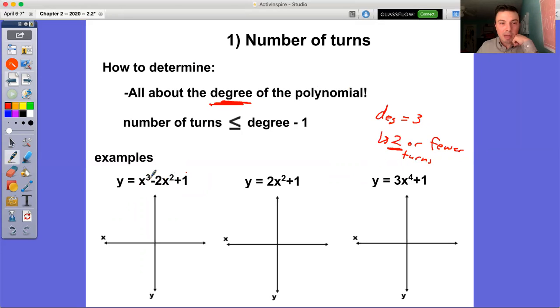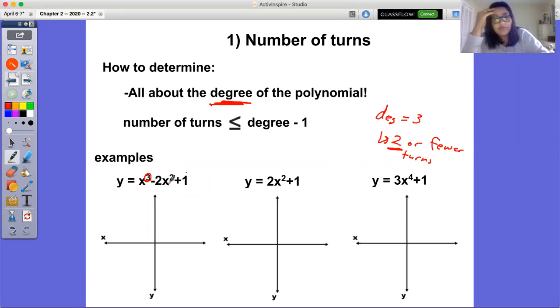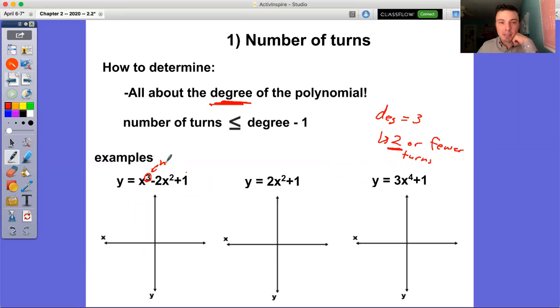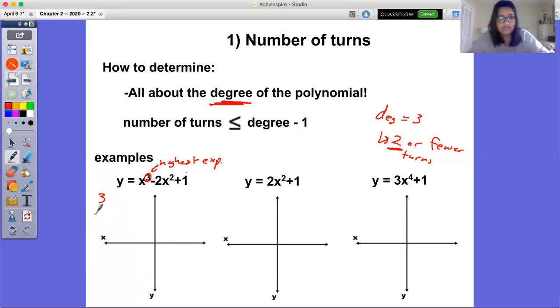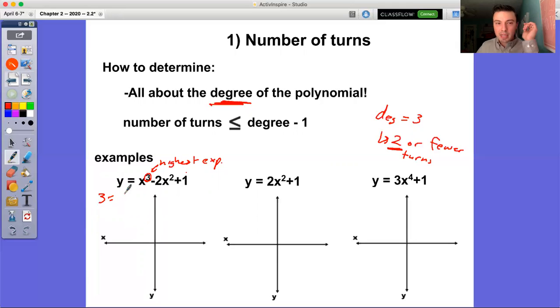Alexa, 3. Why 3? Because the degree is the highest exponent. Exactly. This is the highest exponent. That's what the degree is. So we know the degree is 3, which means how many turns would we draw this thing with? 2 or less than 2. Yeah, we're going to go with 2 turns. So 3 equals 2 turns. So whatever this looks like, we're going to draw it with 2 turns.